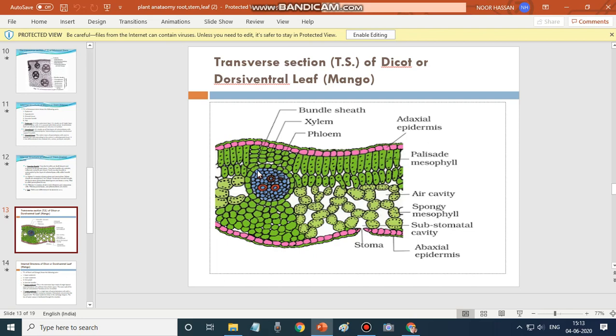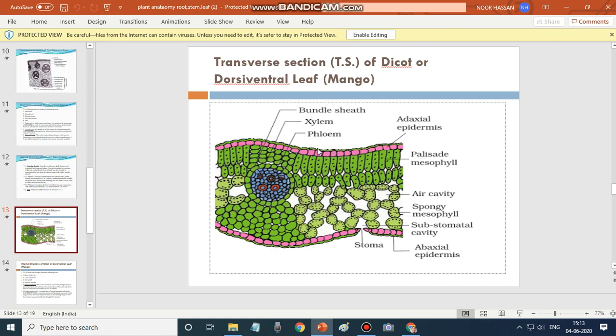The mesophyll is the tissue present between the upper epidermis and the lower epidermis. The portion between the upper and lower epidermis is called mesophyll, and it is differentiated into palisade parenchyma and spongy parenchyma. This is called palisade and this is called spongy parenchyma. We shall now discuss palisade parenchyma.